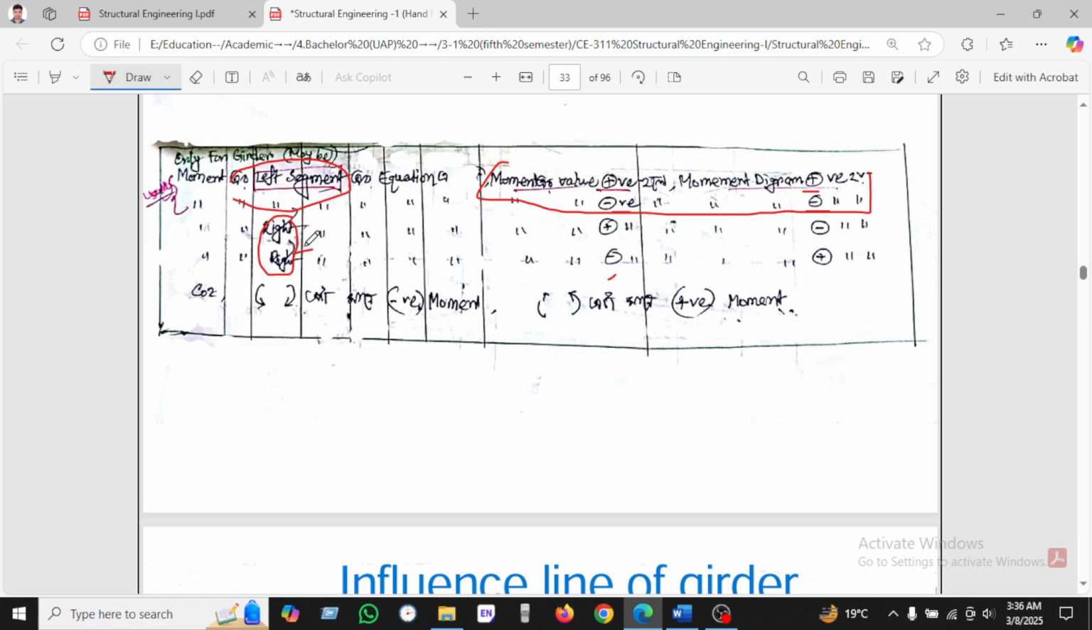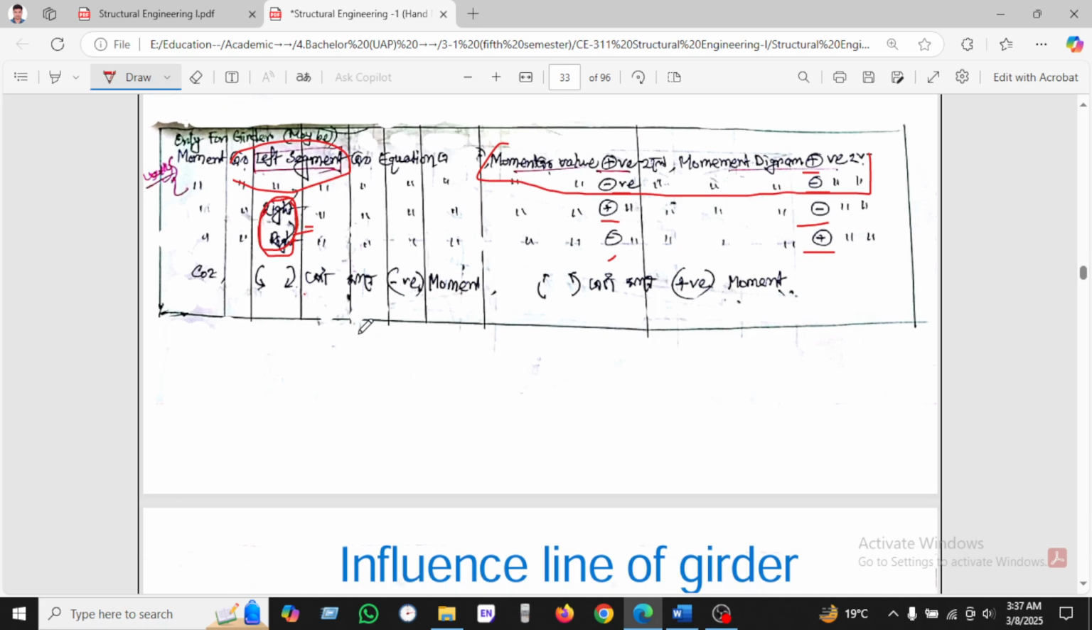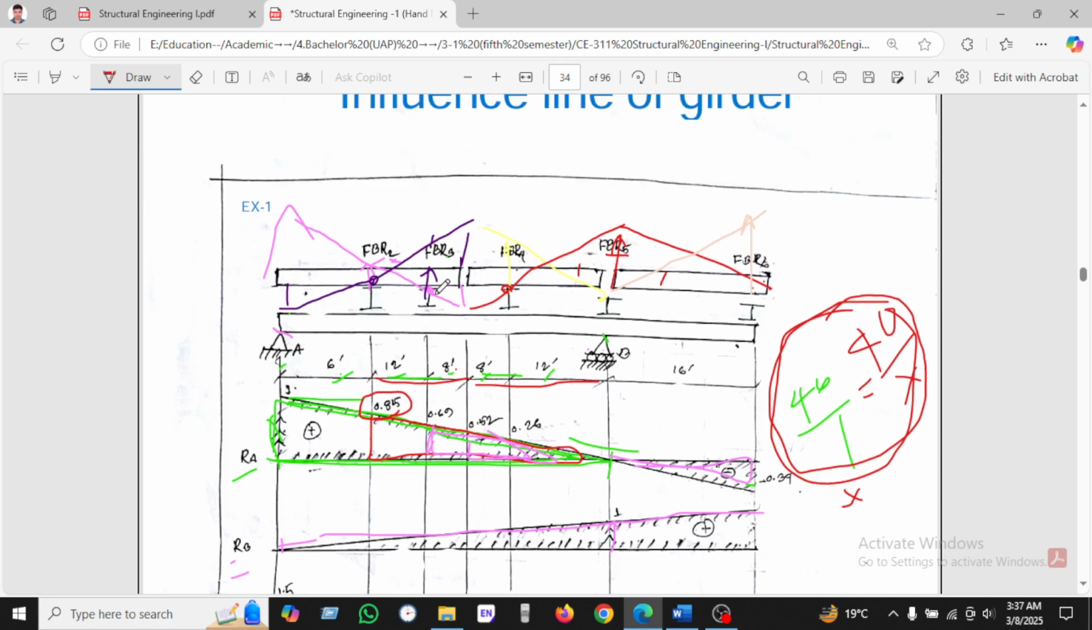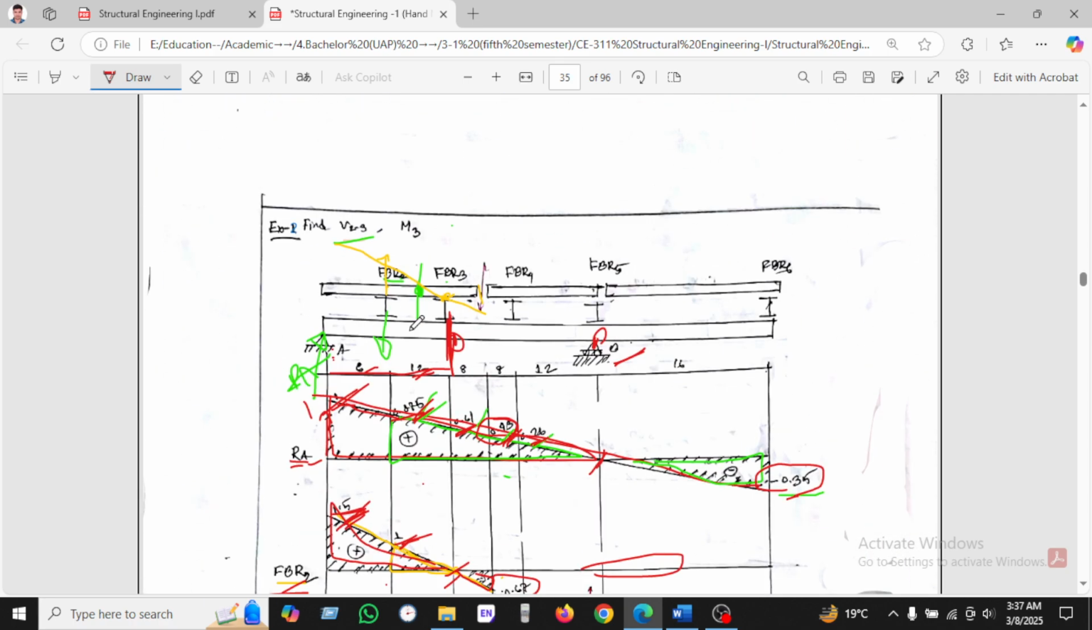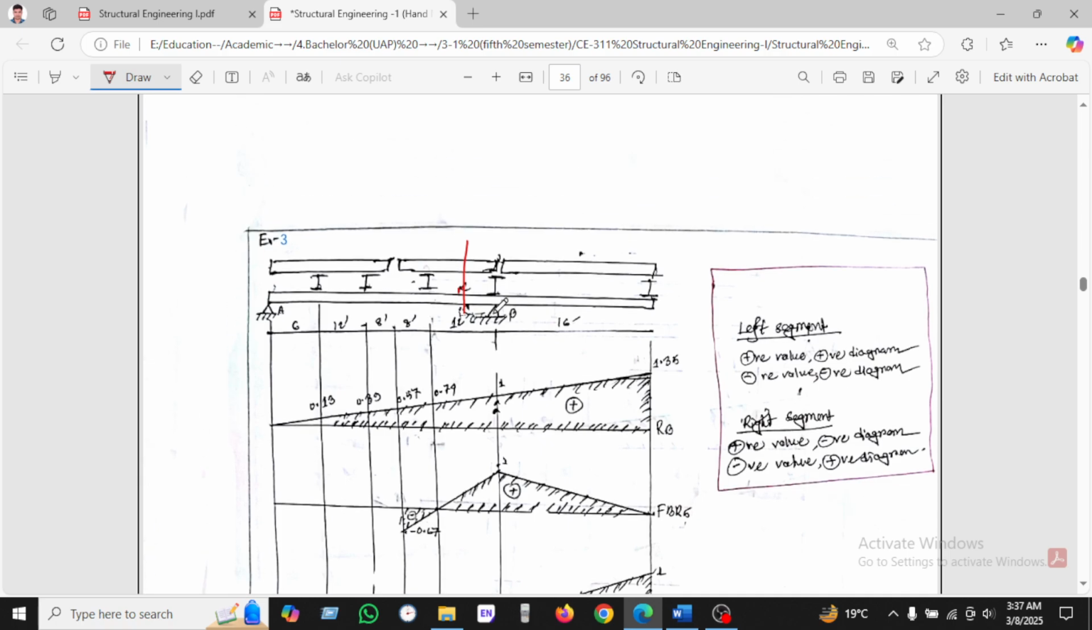On the other hand, if we take the right section and the moment value is positive, then the moment diagram will be negative. This is the vice versa, the opposite thing. If the moment value is negative, then the moment diagram is positive. So there is a big difference when we take the moment in the right section, as we have seen in the first math, where we took moment and shear in the left section. If we take the right section, then the value will be changed. So now see, I will change the value.